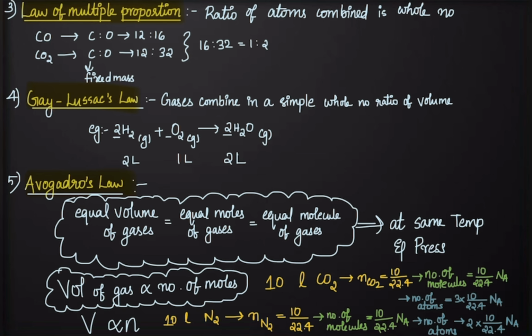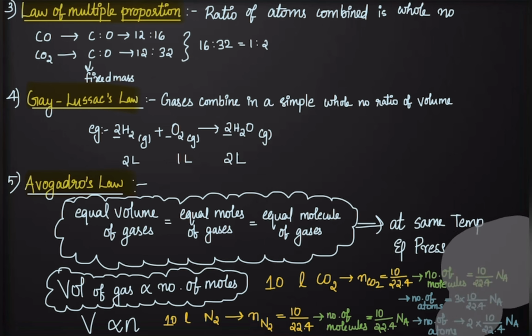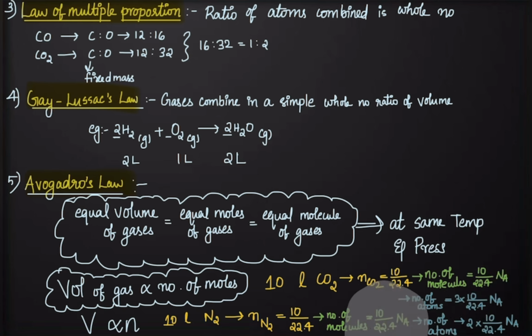In the case of 10 liter N2, the number of moles is the same, 10 divided by 22.4. The number of molecules will also be the same, 10 divided by 22.4 into Avogadro number. Number of moles into Avogadro number is the number of molecules. But the number of atoms here is 2 into 10 divided by 22.4 into Avogadro number.